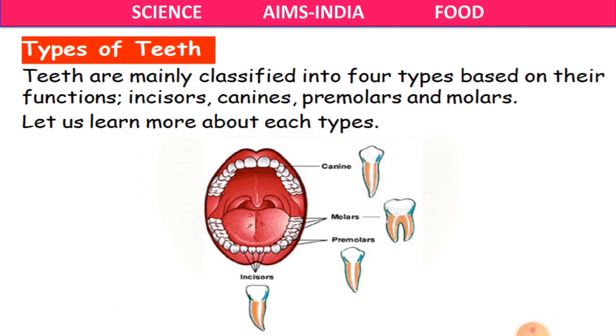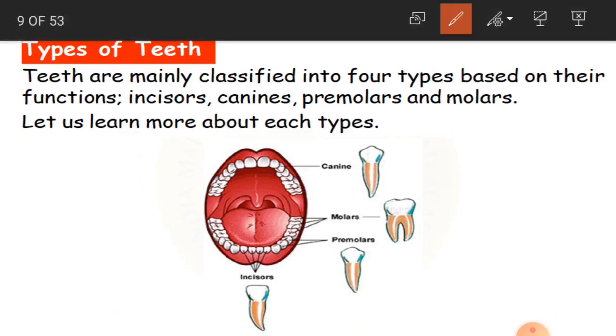Teeth are mainly classified into four types based on their functions. They are divided into four types based on their functions, in the sense based on the work, based on the action they do. We have 32 teeth altogether, but in that, some sets of teeth do some type of work.